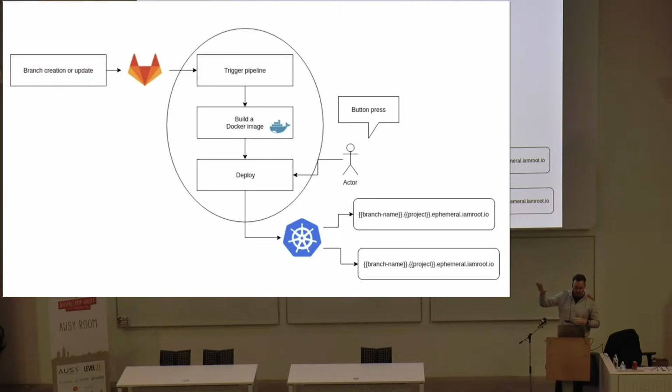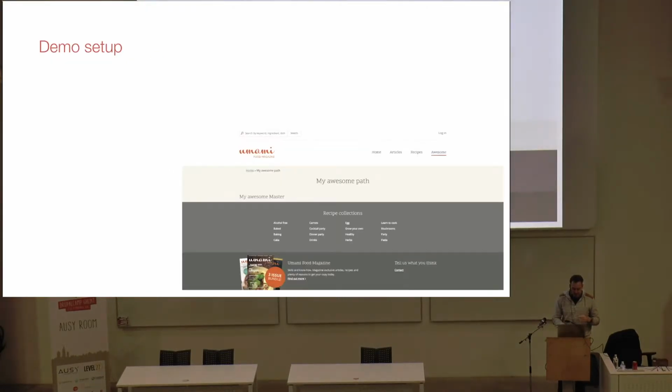Just to give you a big, small recap of what I'm trying to do: I want to create or update a branch. I'm triggering a GitLab-ci pipeline. I'm building my Docker image. On a custom action, I deploy it to the cloud with an easy, accessible URL. Now for my demo setup, I have my production website, which is umami.imroot.io. And in that one, I have created a demo route.